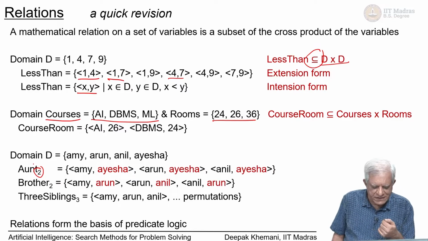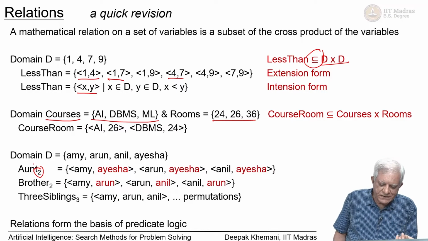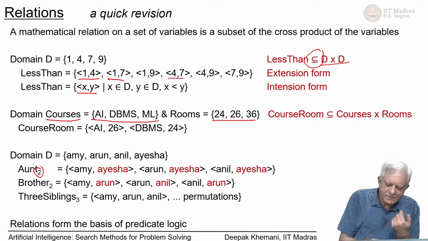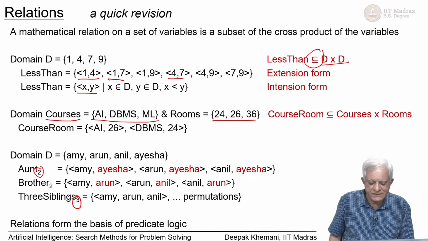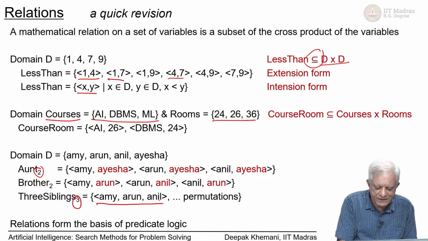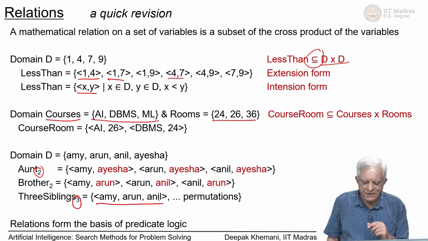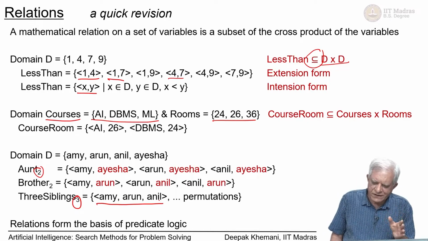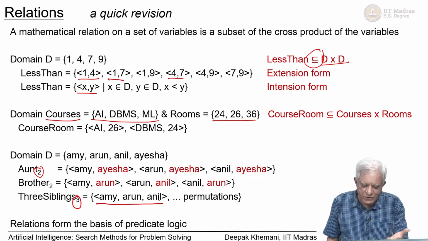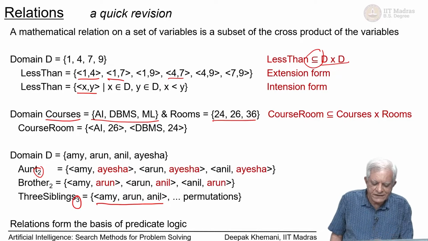as well as Anil essentially. Then we can have a brother relation, and in the brother relation we have said Arun is the brother of Amy, Anil is the brother of Arun and Arun is also the brother of Anil essentially. You could define a siblings relation which would have arity 3, which means every tuple has 3 elements. So, it is a subset of D cross D cross D essentially, and the various permutations that could be used to describe these 3 siblings.